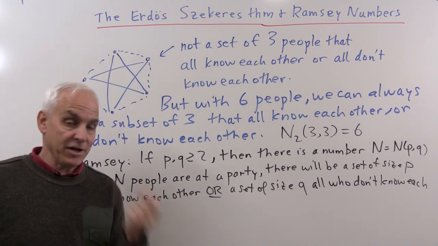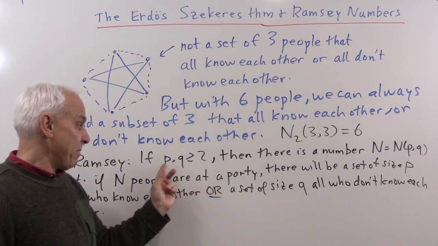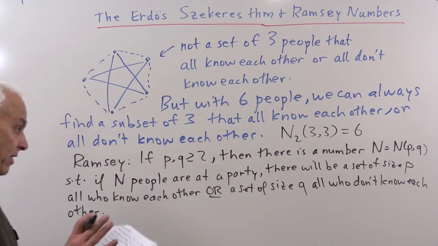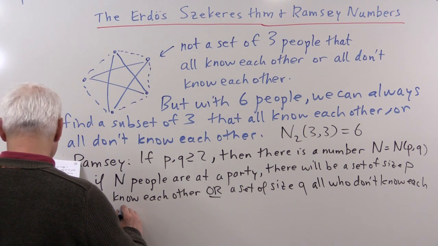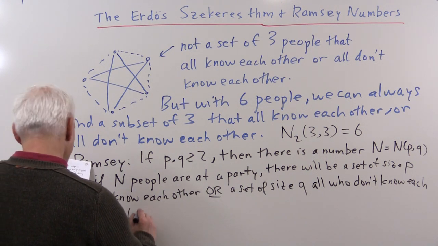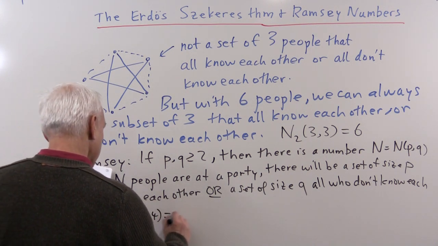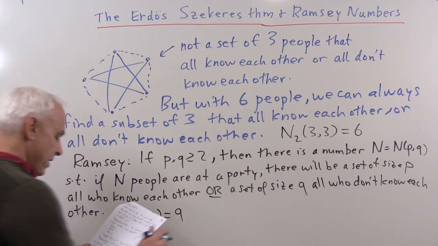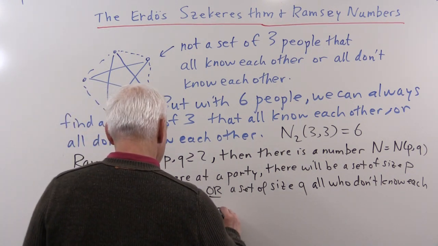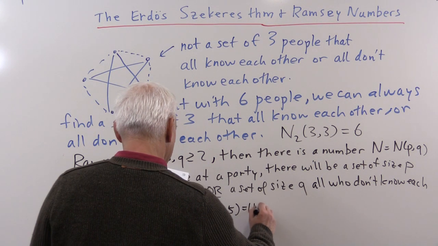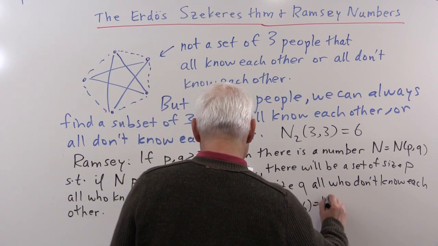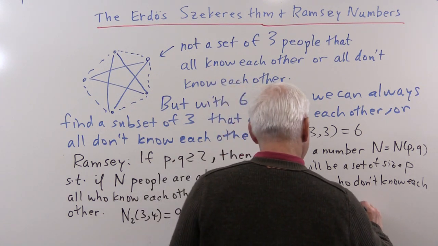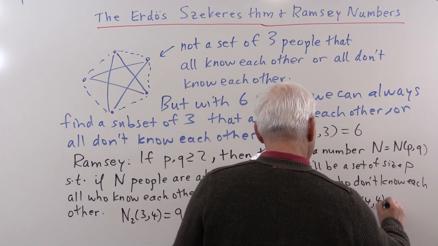People have investigated a lot about how to find this capital N depending on values of P and Q. For relatively small values of P and Q, it's rather tricky. So N2 of 3, 4 turns out to be 9. N2 of 3, 5 turns out to be 14. N2 of 3, 6 is 18. And N2 of 4, 4 is also 18.